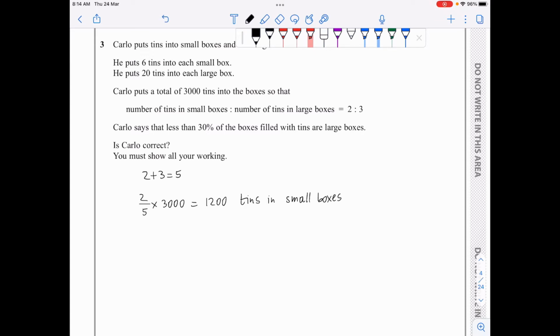So if we've got 1,200 tins in small boxes, and we'll be putting 6 tins into each small box, I will do 1,200 over 6, which means I've got 200 small boxes.